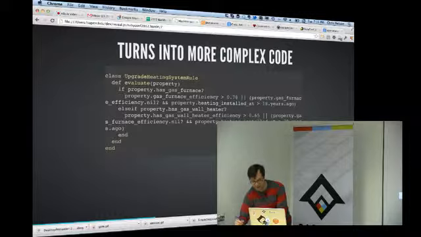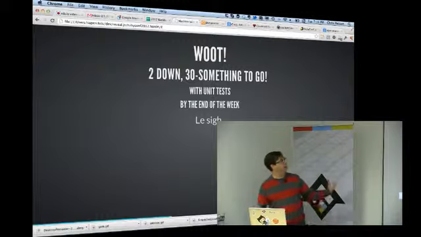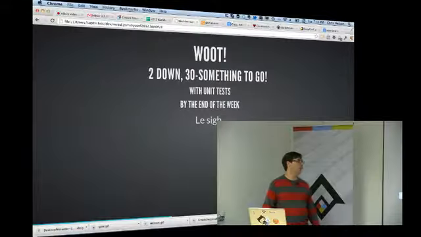Yeah. So basically our approach at the outset was to write this by hand. And this was all pretty good. You know, great. Hey, we have 2 down, only 30-something to go. Oh yeah, and with unit tests. And oh yeah, we were supposed to try to be done with this by the end of the week. So we started trying to come up with a better idea here.